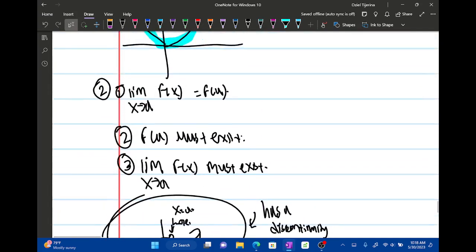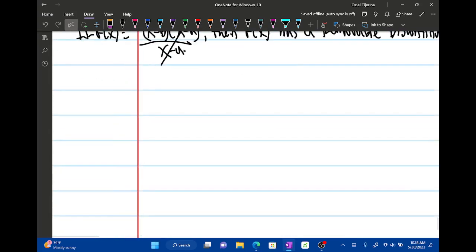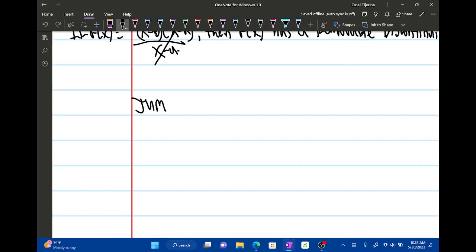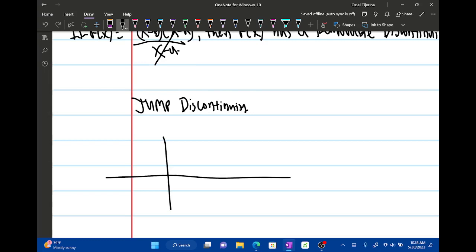And another thing is, we talked about jump discontinuity. The key word for this is jump. This happens whenever we have a curve, but then there's another curve here, and we can see that it jumps. There's a jump or a gap here, right? That's called a jump discontinuity. So graphically we can see that that's very common.